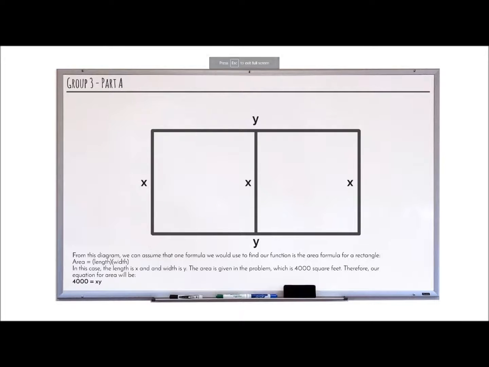From this diagram, we can assume that one formula we would use to find our function is the area formula for a rectangle. Area equals length times width. In this case, the length is x and the width is y. The area is given in the problem, which is 4,000 square feet. Therefore, our equation for area will be 4,000 equals x times y. We will put that in the top left for later.